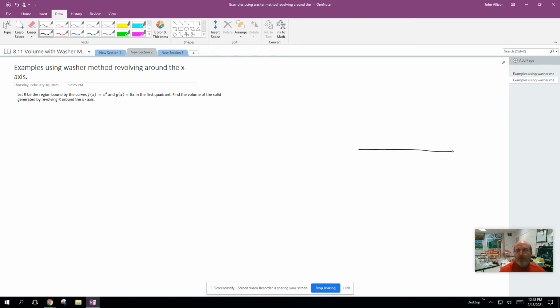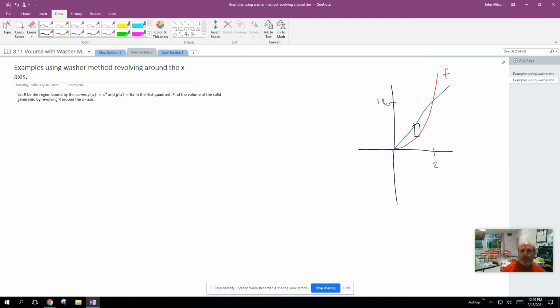Like always, we will start by sketching the curve. F of x equals x to the fourth is going to look something like a parabola. And g of x is 8x. That's going to be a line through the origin. If x equals 2, then f of x equals 16 and g of x equals 16. So they intersect at x equals 2 and y equals 16. And at x equals 0, they intersect at the origin. And so we're going to revolve that around the x-axis.